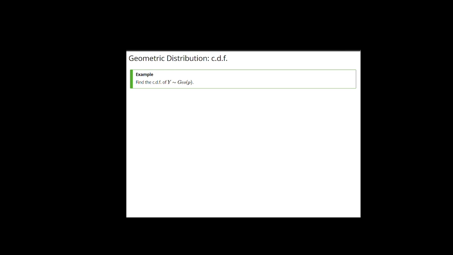What can we say about the cumulative distribution function of a geometric random variable Y? Again, given that we know how to add a geometric series, this is easy to obtain. Let's first calculate the probability that Y is bigger than little y. And we do that by just adding up over all of the values from y plus 1 to infinity their respective probabilities, p times (1 minus p) to the power x.